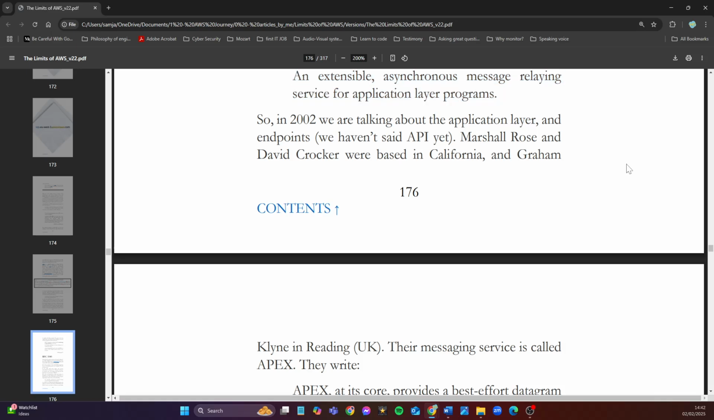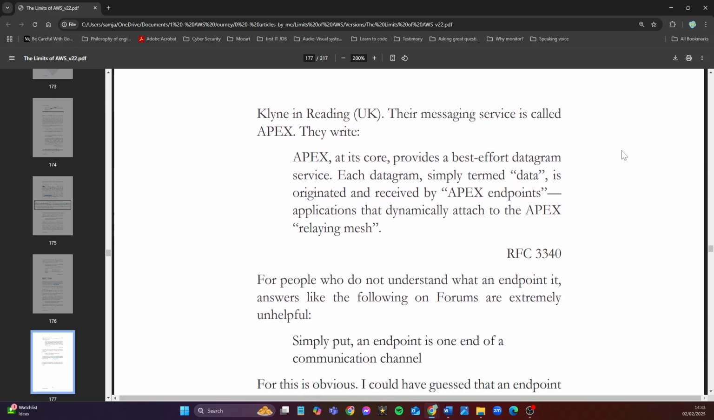So in 2002, we're talking about the application layer and endpoints. We haven't said the term API yet, or used that term yet. Marshall Rose and David Crocker were based in California, and Graham Klein in Reading in the UK. Their messaging service is called Apex. They write, Apex, at its core, provides a best effort datagram service. Each datagram, simply termed data, is originated and received by Apex endpoints, applications that dynamically attach to the Apex relaying mesh. That's RFC 3340.